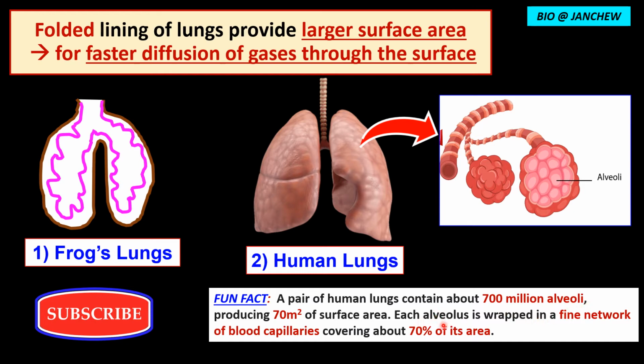Each alveolus is wrapped in a fine network of blood capillaries covering about 70% of the area. So outside this bundle of alveoli, we have blood capillaries to receive the oxygen that is diffused through the alveolus and then send it in the blood to the body cells for cellular respiration.